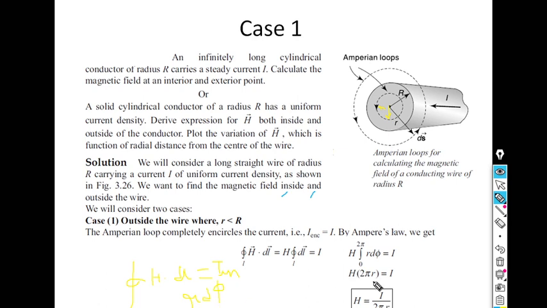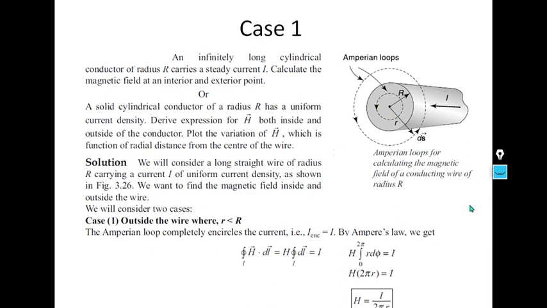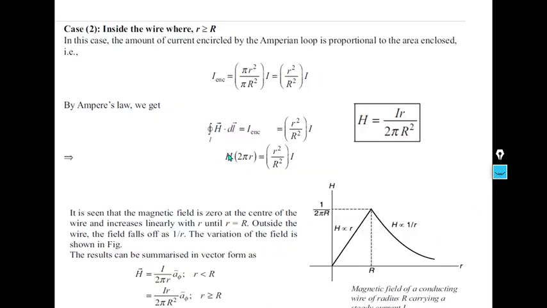So what I am getting, H 2 pi r is equal to I enclosed. So H 2 pi r, I enclosed. Now what is I enclosed? I enclosed is not only this current; we also have to find out the current density. So if I find out the current density, then we can write it here. Just I am doing the equation.